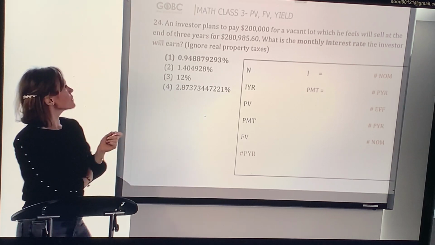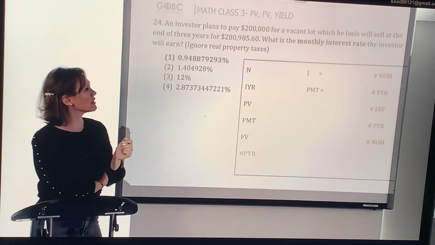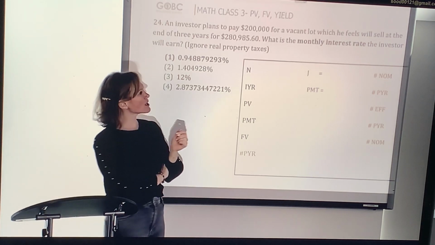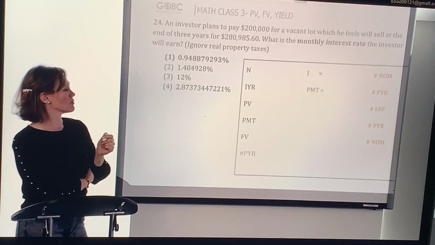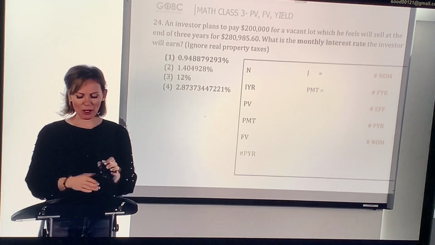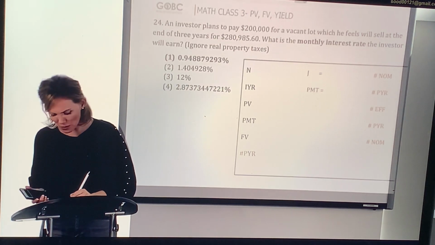Question 24. An investor plans to pay $200,000 for the vacant lot that he will sell at the end of the 3 years for $280,985.60. What is the monthly interest rate the investor will earn? Okay, so this is a good question. It's a very common question in the exam. We like those ones. So what do we have in here? We have an investor who wants to pay $200,000. So that $200,000 will be his present value.